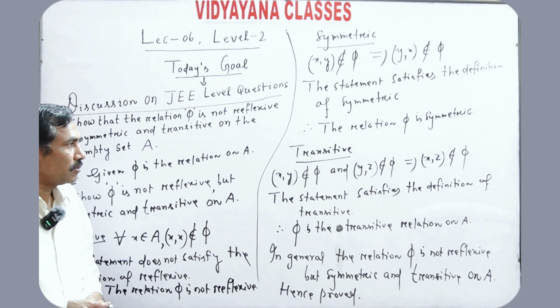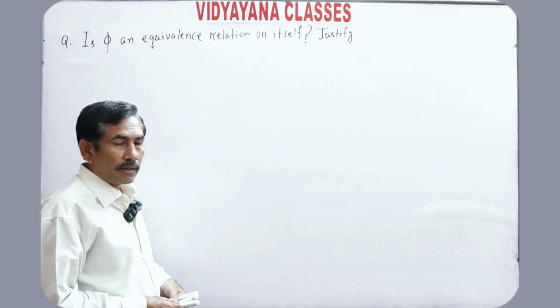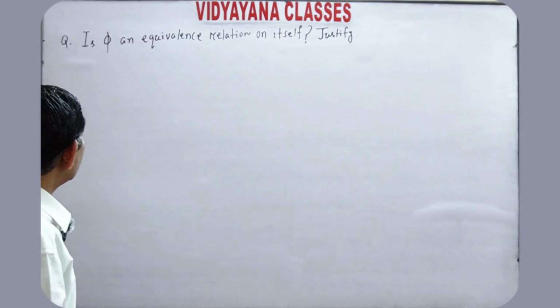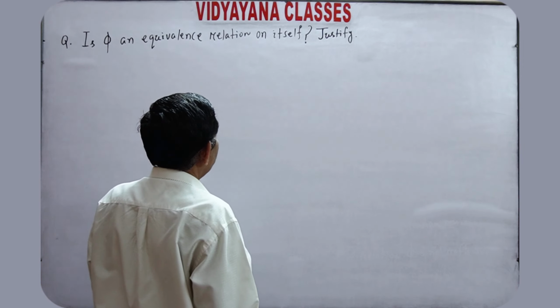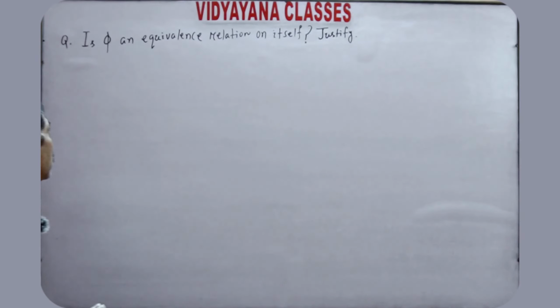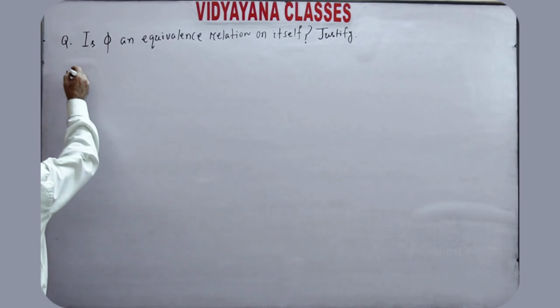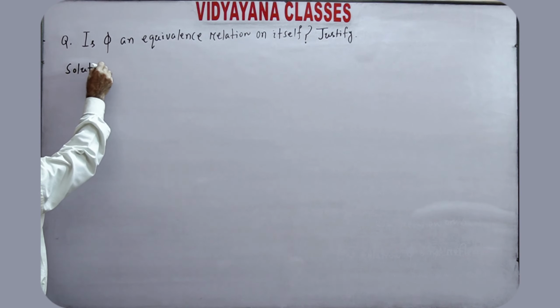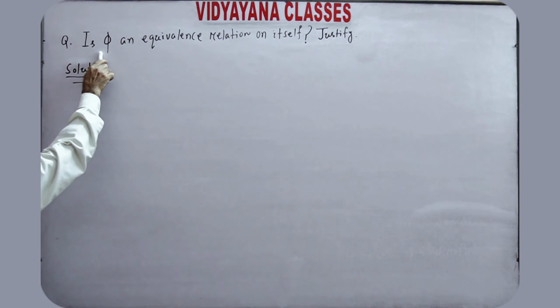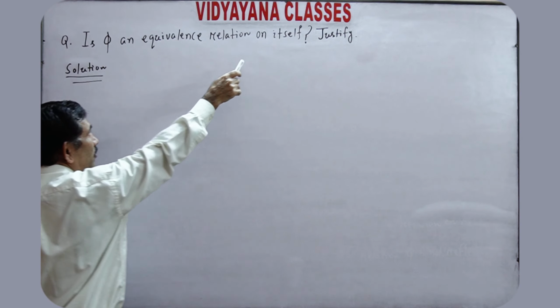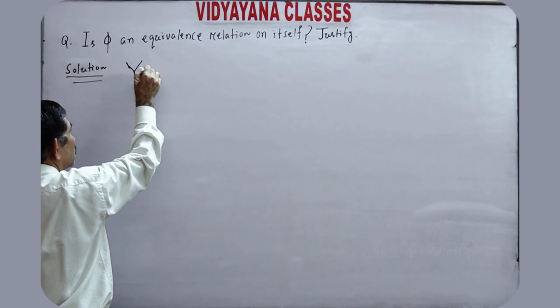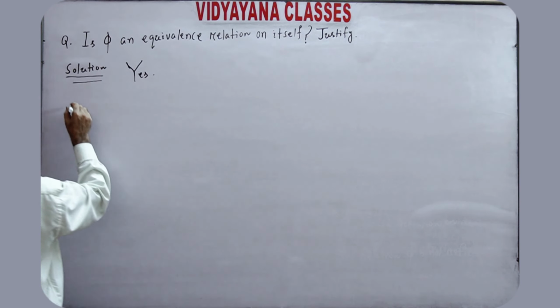Okay. Note down. Second question: Is phi an equivalence relation on itself? Justify. Solution. Is phi an equivalence relation on itself? Yes. Reason.